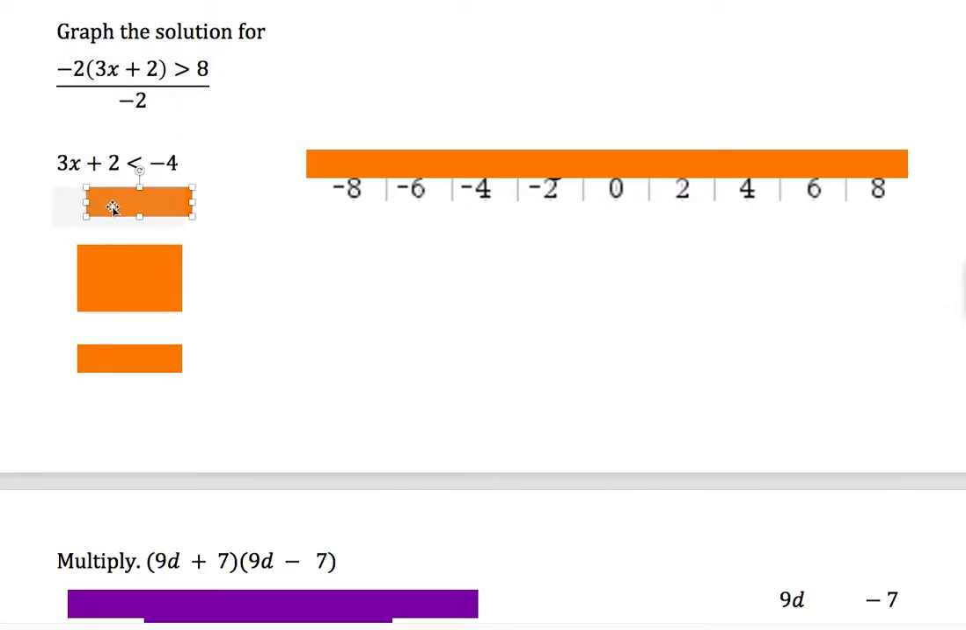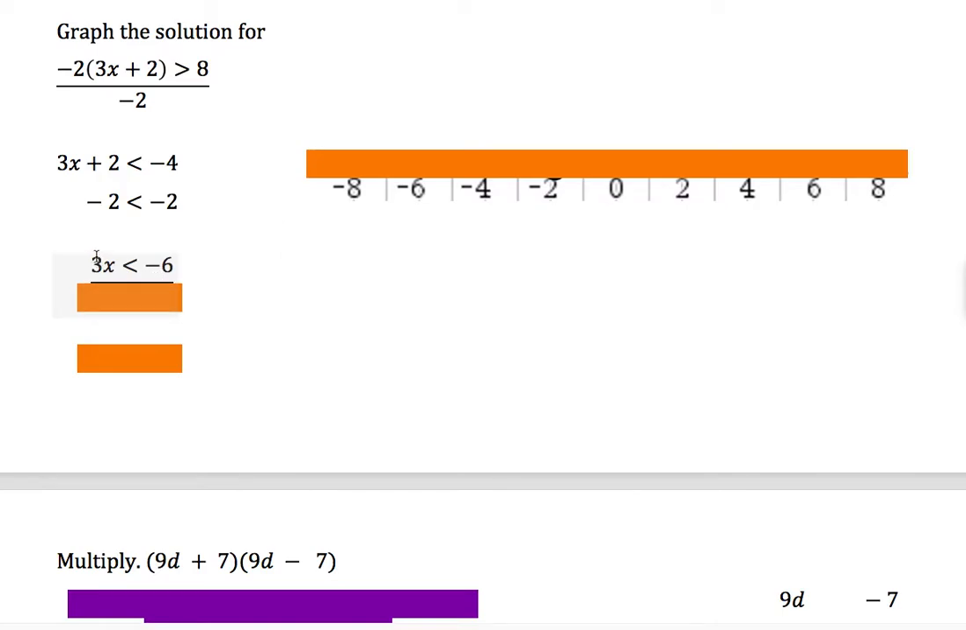Okay, and then the next thing we want to do is go ahead and subtract 2 from both sides. And when we do that, we're left with a 3x on the left is less than -6. And watch this carefully, because remember when we do 8 divided by -2, we get a -4, but then when we're subtracting by 2, we have a -4 minus 2, and that gives us a -6 because they have the same signs here, but they're both negative. We're just going to add them, and we get a -6 here.